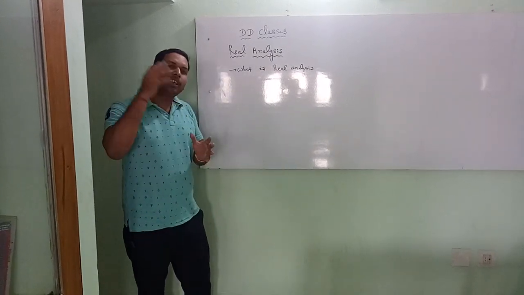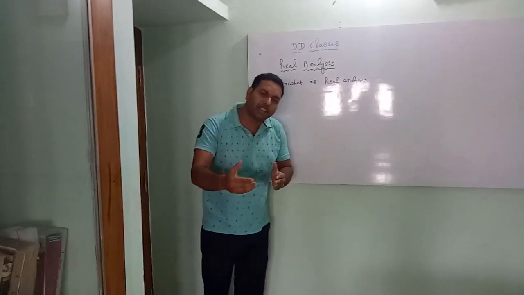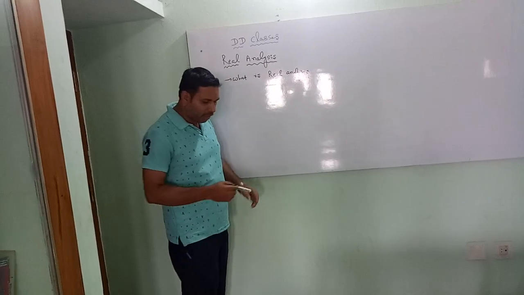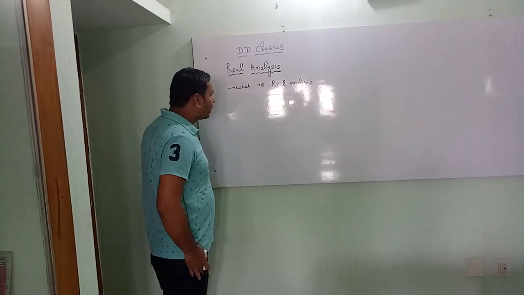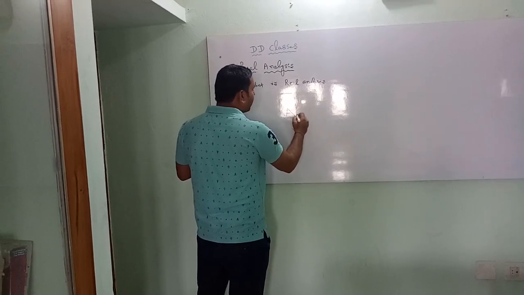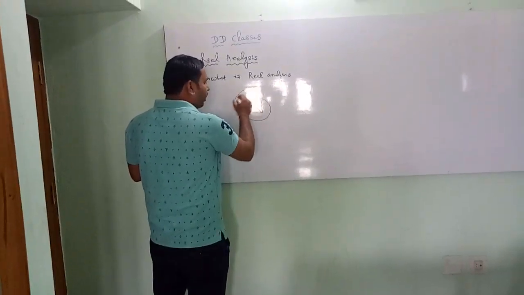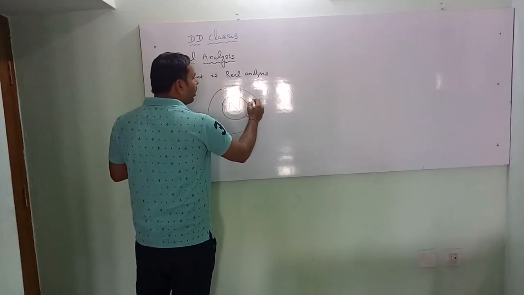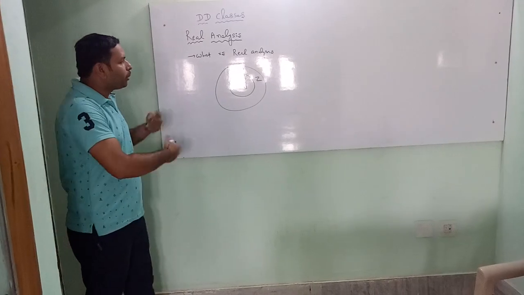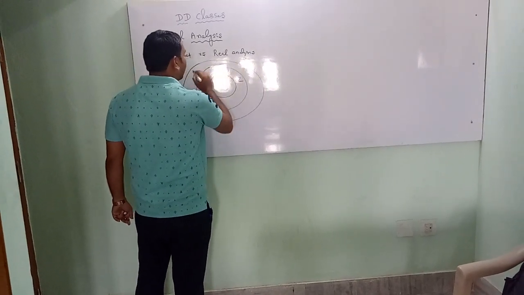So what is real analysis? We already know the real number system. The real number system consists of the natural number system. If you extend the natural number system, it becomes the set of integers, which you already know from your previous classes, and if you expand the set of integers, it becomes the rational numbers.